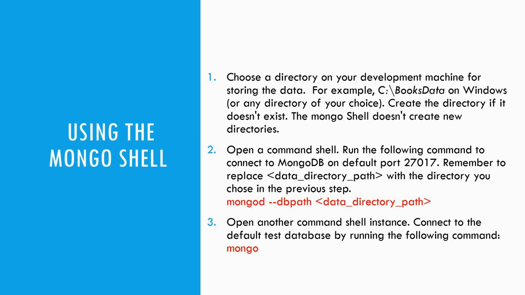Now, you can just create a directory on your development machine for storing the data. As an example, if you have the C drive as your primary data drive, you can create a books data directory on the C drive on a Windows machine, or any directory of your choice, because beware that the directory is not created by the Mongo shell. So you have to create the directory if it doesn't exist. I have already created the directory on my machine, and then open a command shell and run the following command. How to do that, I will tell you in a bit.